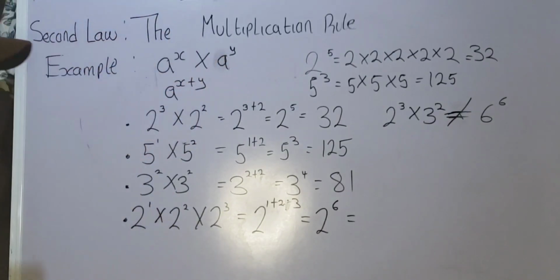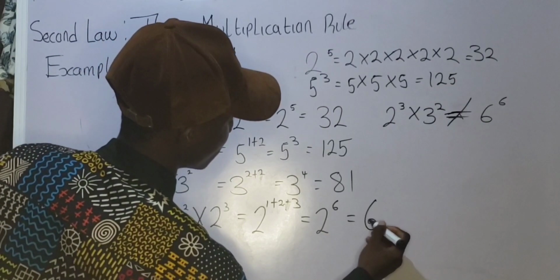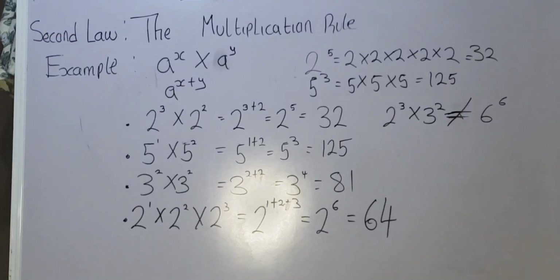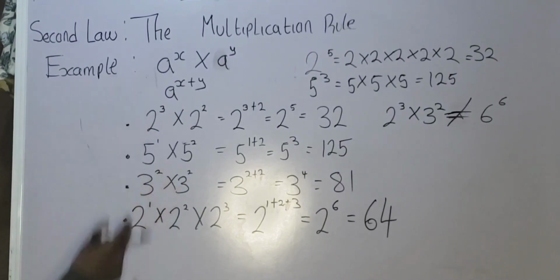2 raised to the power of 6 is 2 times 2, 4. 4 times 2, 8. 8 times 2, 16. 16 times 2, 32. 32 times 2, that is what? 64. So for this, I'm going to have 64. You understand? So that is all about the multiplication rule and the laws of indices.